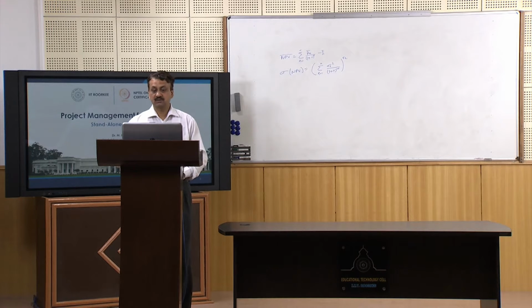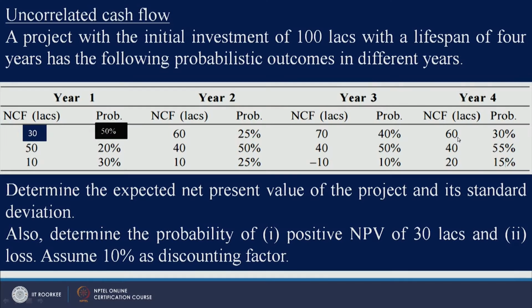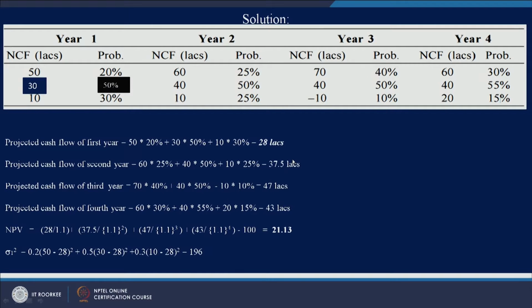Similarly, for the fourth year, net cash flow would be 60 lakh and its probability is 30%, 20 lakh its probability is 15%, right. So, what do we want to find out? We want to find out the expected net present value of the project and its standard deviation, right. So, first we should calculate these two terms and then determine the probability of positive NPV of 30 lakh, and what is the probability that the project would suffer a loss, right. Assume 10% as the discounting factor, right. So, this is what we calculated in the previous session.